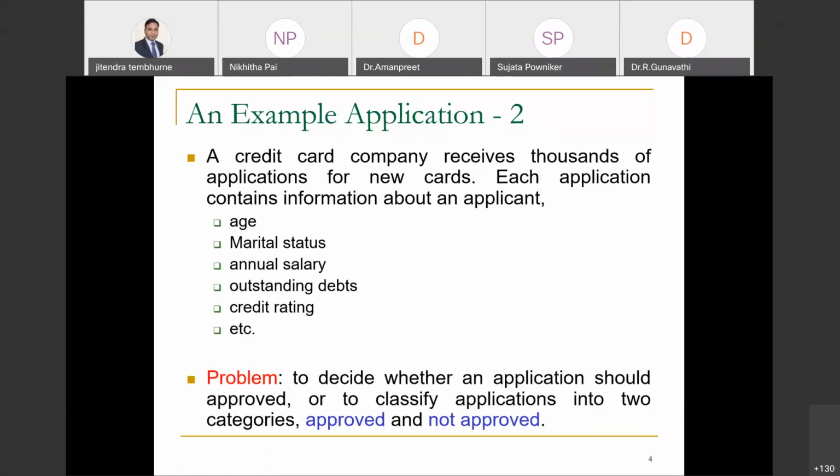The idea is to see what kind of learning we require, whether it is supervised or unsupervised.